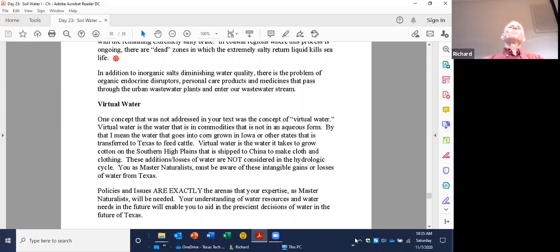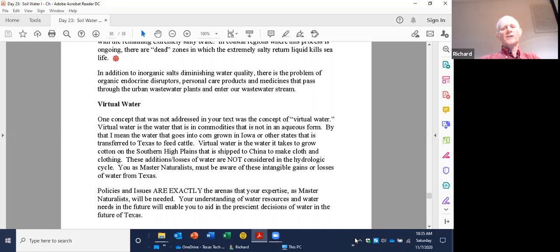So we ship corn to Texas for feed yards. We're really shipping water in that corn. Virtual water is water it takes to grow cotton on the southern high plains that's shipped to China to make cloth or clothing. These are additions of water loss that are not considered in the hydrological cycle.